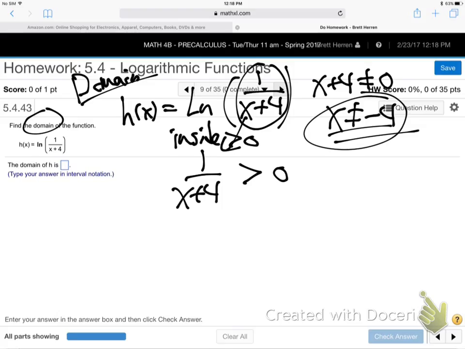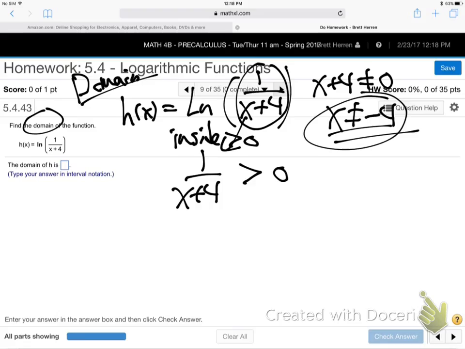Good so far? Make sense on that? It's just like the inside of the square root, basically, except it can't be equal to 0. Makes sense? Inside of a log. Now, how do we solve this? How do we solve 1 over x plus 4 greater than 0? What do we do?